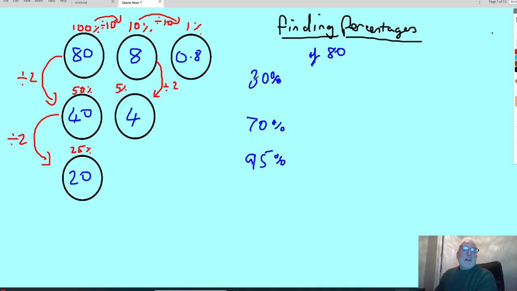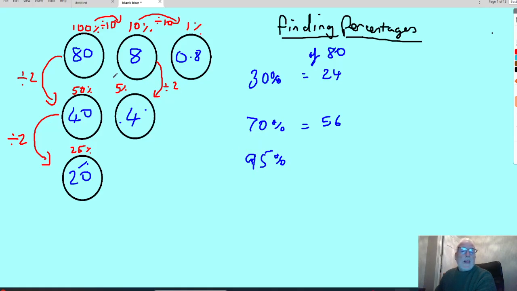To get 30%, I could say I need 25% and 5%. I could add those two together. So I've got 20 plus 4 is going to give me 24. To get 70%, I need 50% and 2 lots of 10. So 2 lots of 10 is 16. Add that to the 40. That's going to give me 70%. So that's 56.